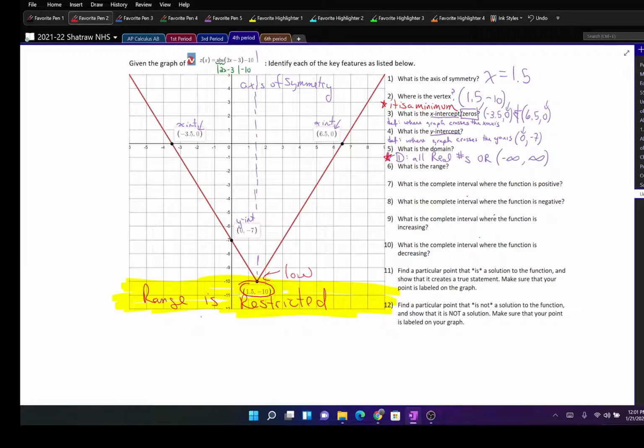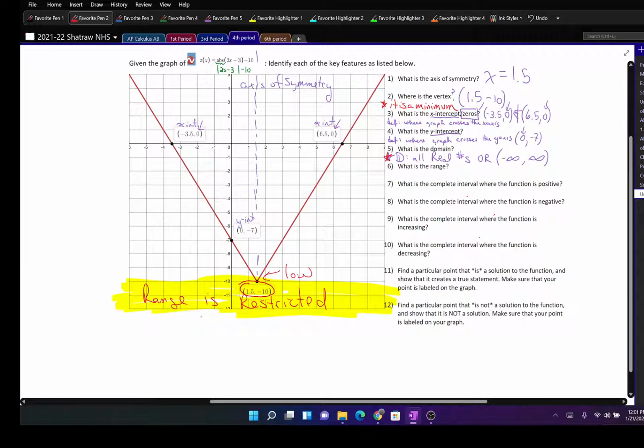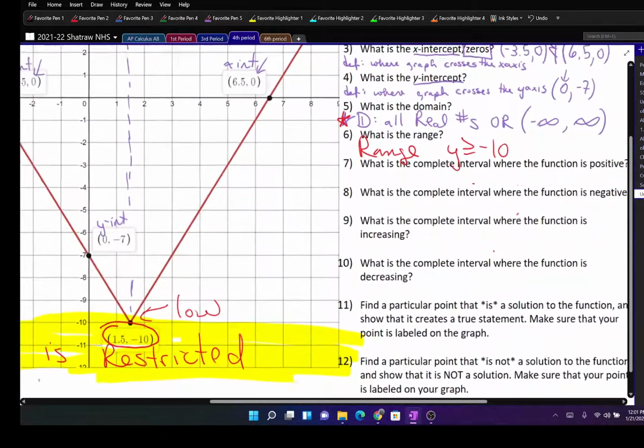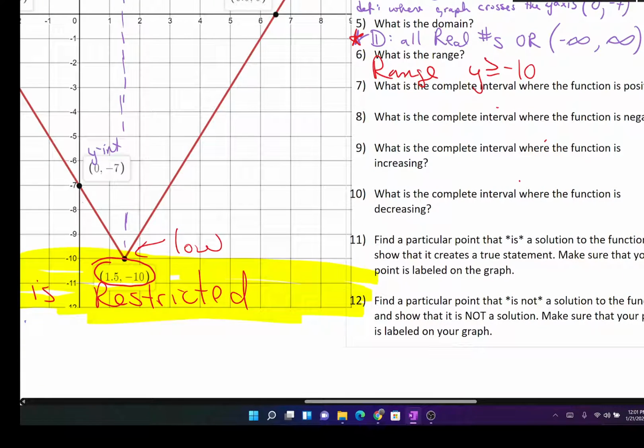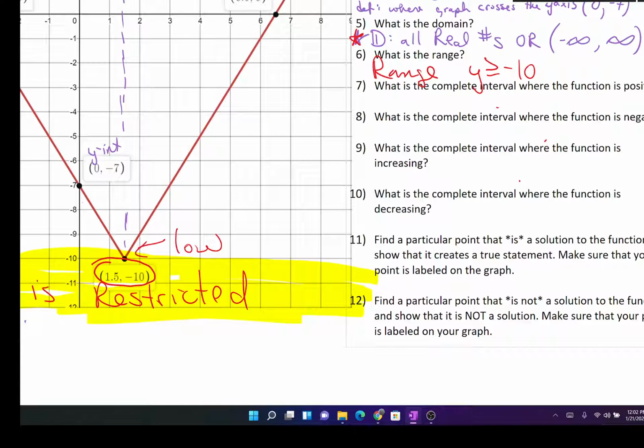So if my range is restricted and I can't go any lower than -10, then my range has to be that y is greater than or equal to -10. Does that make sense? I'm going to zoom in on it. The range has to be that y is greater than or equal to -10, or else it would go down to -11, and it doesn't, okay?